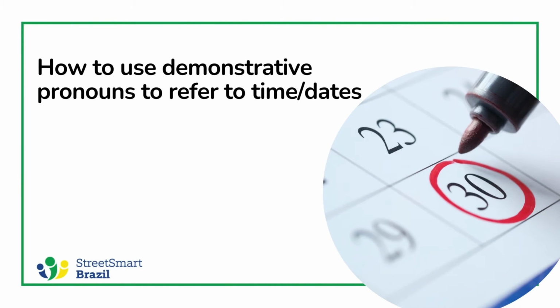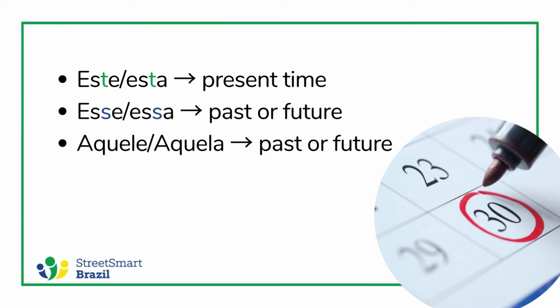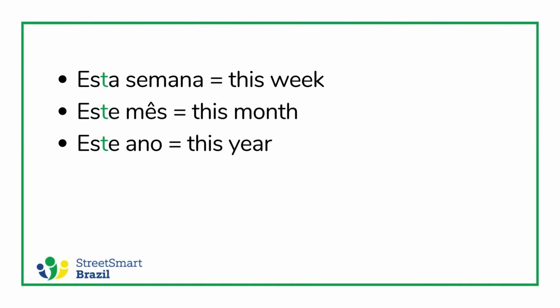And now I'm going to show you how to use the demonstrative pronouns to refer to time and dates. Este, esta, since it's something that is always closer to you, it's the present time. Esse, essa, will be past or future time, and aquele, aquela, past or future time that is more distant. So it's very common for us Brazilians to say esta semana, this week, especially in written communication, and especially in business communication. Este mês, this month, like the current month. Este ano, the current year.